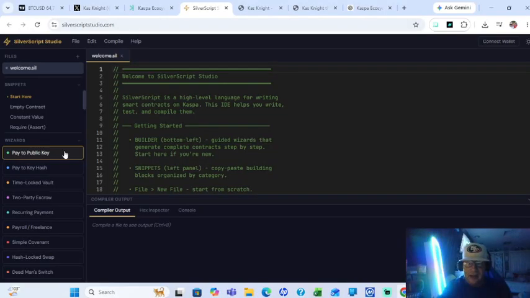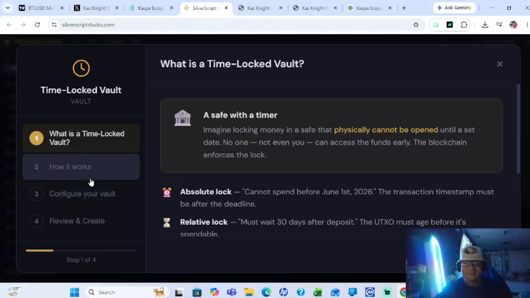Now they also have a time locked vault feature, right? Let's find that over here. Time locked vault, so what's that? It makes Kaspa unspendable until a date or an amount of time passes. It's what it sounds like, a safe with a timer. Imagine locking money in a safe that physically can't be opened until a set date. No one, even you, can access the funds early. The blockchain enforces the lock.